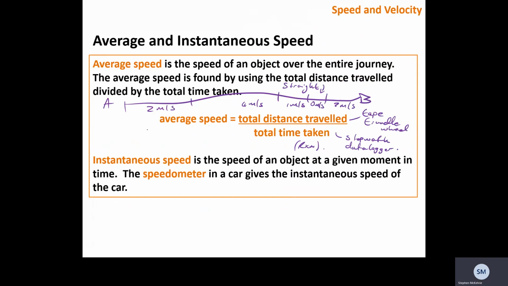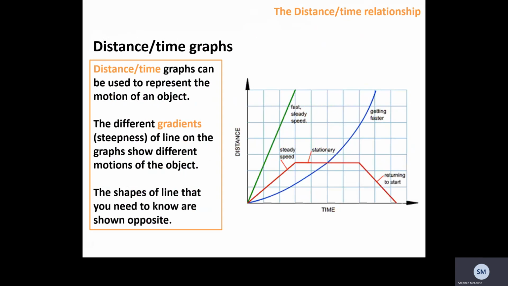Instantaneous speed, however, is a snapshot. So if I was to look just there, my instantaneous speed would be 2 meters per second. The speedometer in the car gives your instantaneous speed. Distance time graphs can represent the motion of an object for a certain amount of time. There are 2 different types of graphs, distance time graphs and velocity time graphs. We'll be looking at both.